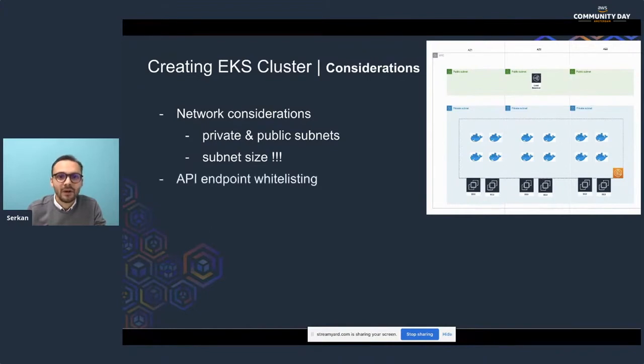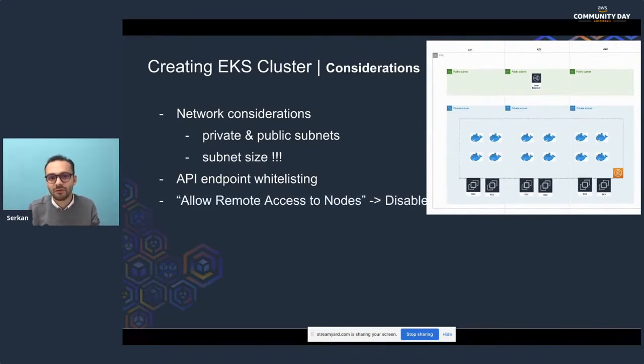Another thing is, while creating an EKS cluster, the API endpoint should be whitelisted. So if you are connecting from different endpoints, different locations, keep in mind that you will need to give a static IP address to the Kubernetes cluster. And another thing, during the configuration, you will notice that it will ask you whether you would like to access the EC2 instances of your Kubernetes cluster. You would like to disable it because you don't need to SSH to EC2 instances.